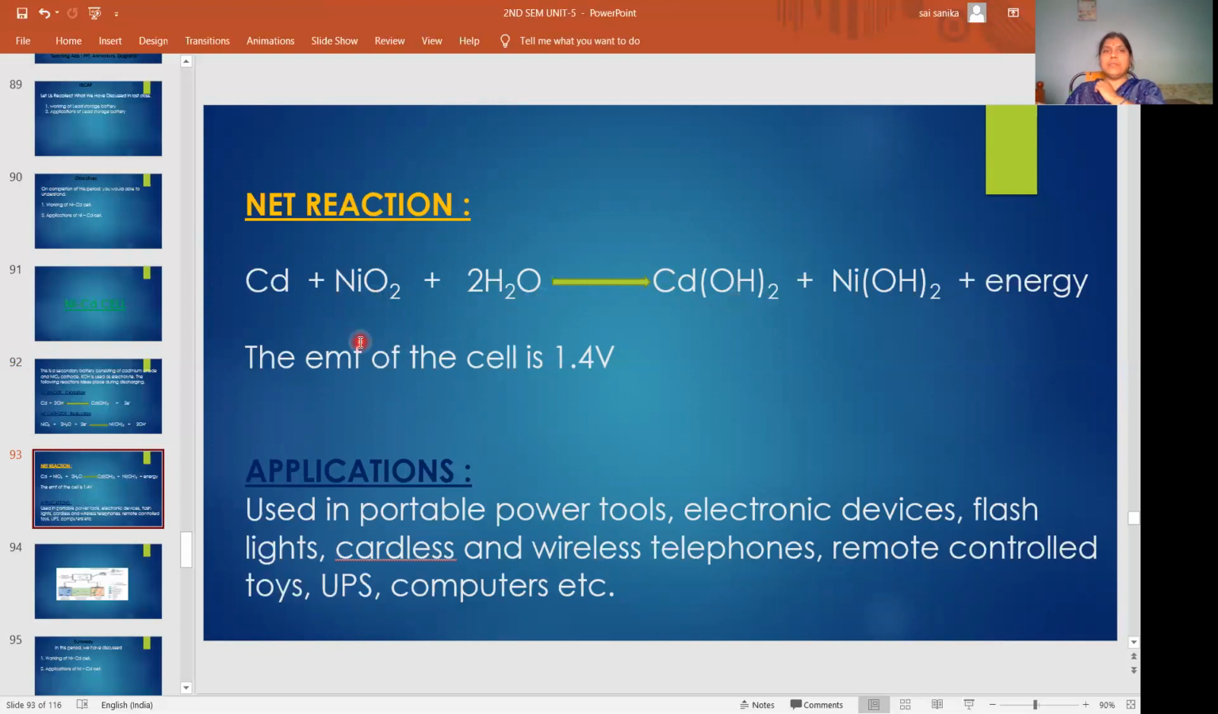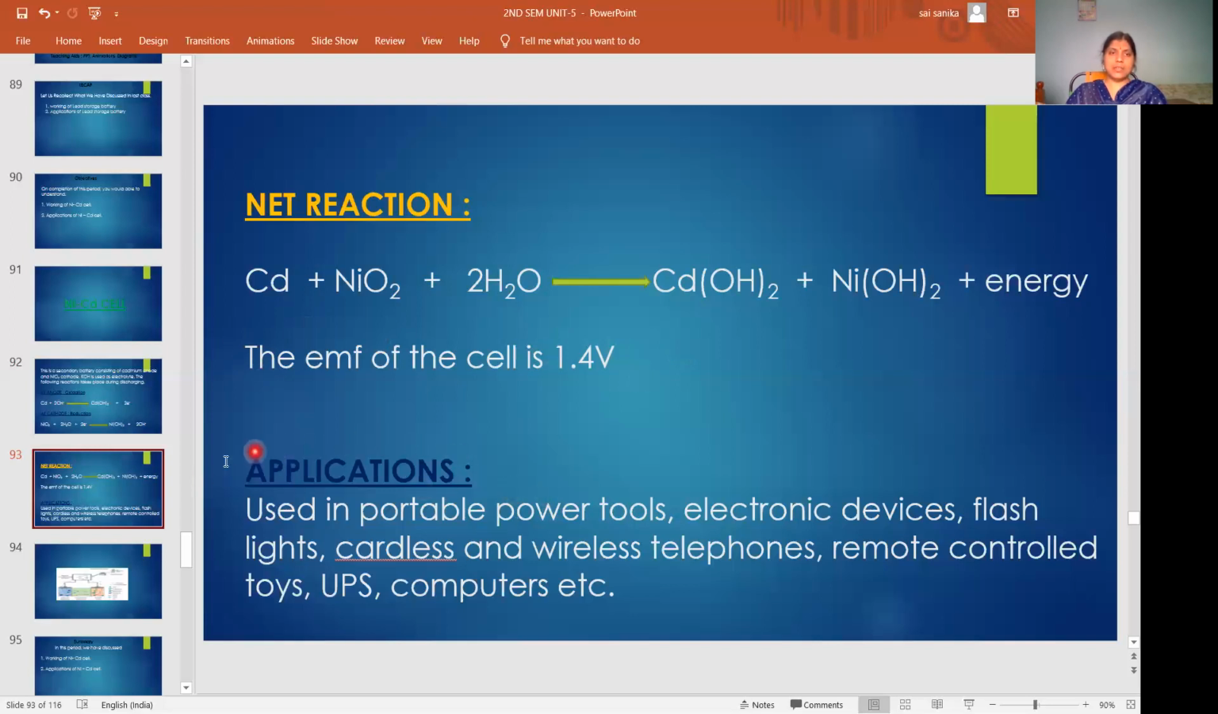So what is the EMF of the nickel cadmium cell? The EMF of nickel cadmium cell is 1.4 volts. So this is very important. For dry cell, it is 1.5 volts. For lead storage cell, it is 2 volts. For nickel cadmium cell, it is 1.4 volts.